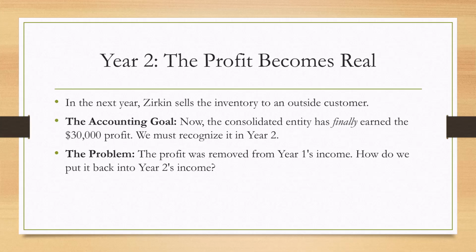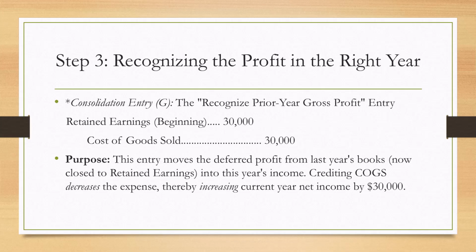Now we move to year 2. Zirkin finally sells the inventory to a real outside customer. This is the moment. The profit we deferred last year is now officially earned by the consolidated company. So our accounting task is to make sure we recognize that $30,000 profit in the correct period, year 2. We do this with the entry star G. The star simply tells us that this entry relates to a prior year's activity.